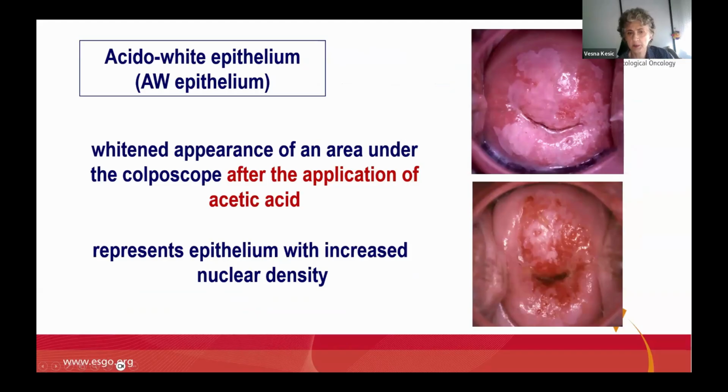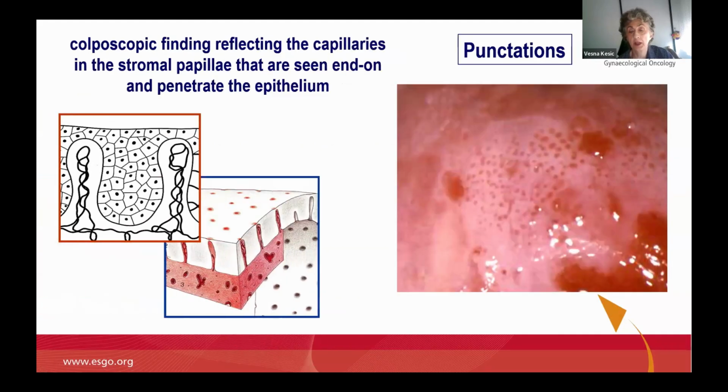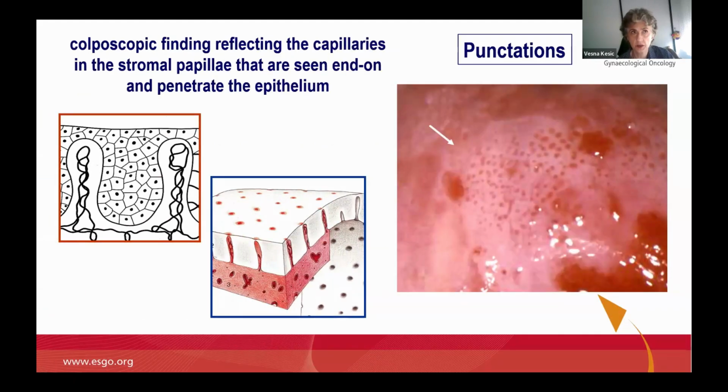It is something that appears white after the application of acetic acid, and it is not specific. It represents epithelium with increased nuclear density. It is not necessarily dysplasia. It may be reparative changes, inflammatory changes, irritation. So keep in mind that acido-white epithelium, as well as leukoplakia, is not specific.